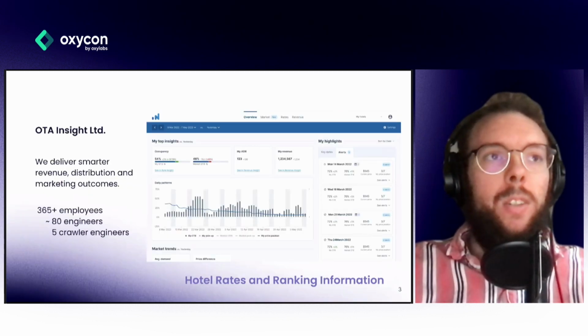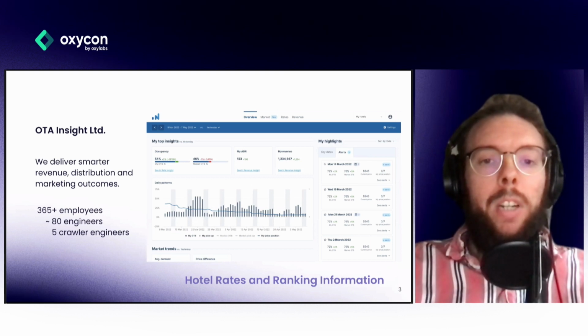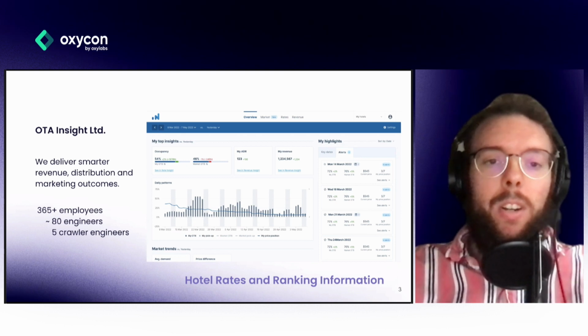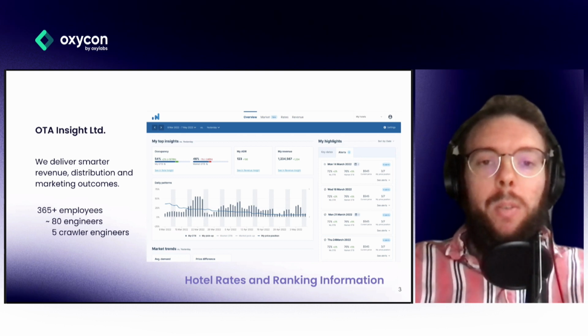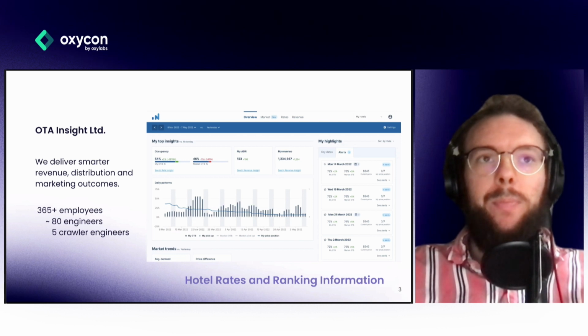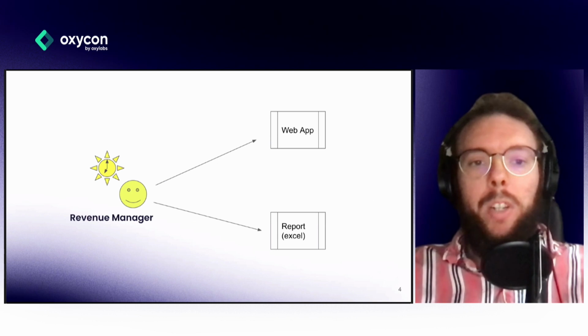OTA Insight is a company within the hospitality industry where we help managers and other people make smarter decisions. As a crawler team, we care about any data related to the hotel industry, meaning hotel rates, hotel rankings, review scores, and events. The typical customer is, for example, a revenue manager.